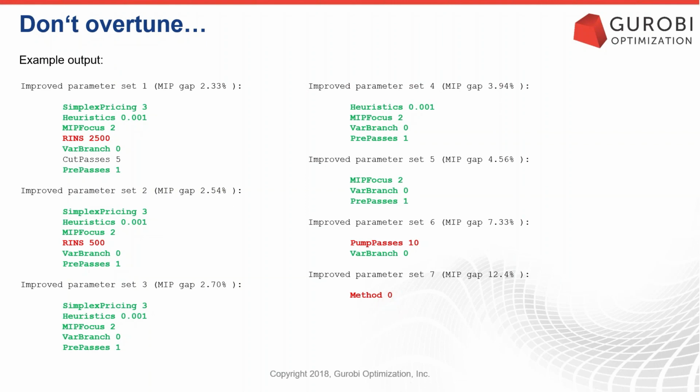But if, for example, var branch 0 is part of most of the sets, so it's part of 6, 5, 4, 3, and so on, this is a good sign that this parameter is always helpful. So this is something that you should consider.